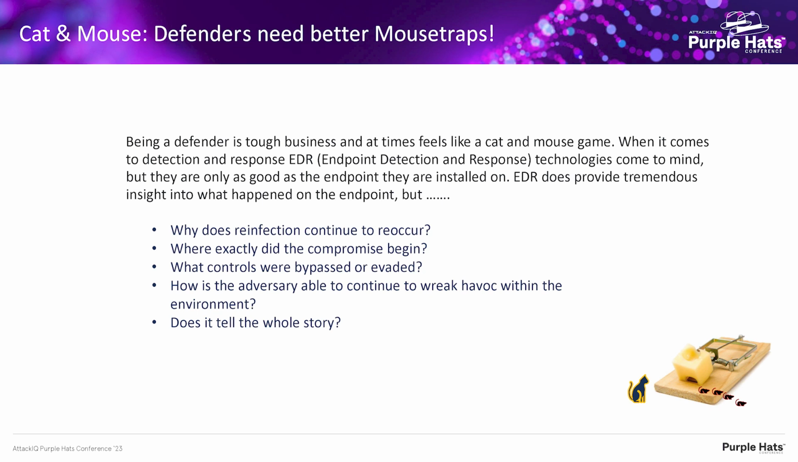Now, they're tremendously valuable, and I think that folks that haven't seen it before will certainly see that in this session. A lot of questions come up when we start looking at things like endpoint detection and response, and when we're limited to that capability alone, we always wonder: why does reinfection reoccur? Where exactly did the compromise begin? What controls were bypassed or evaded? How is the adversary able to continue to wreak havoc in my environment? And does it tell the whole story? I think what you'll find is it does a really good job of telling the story of what happens on the endpoint, but it doesn't go beyond that. So there's more to the story.